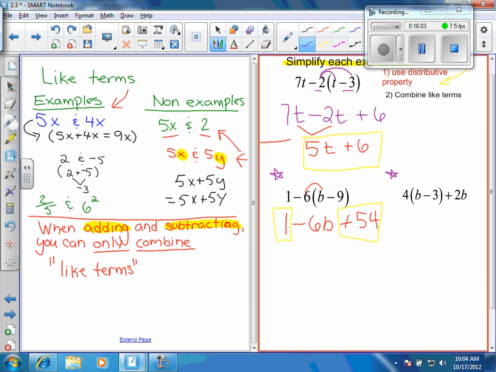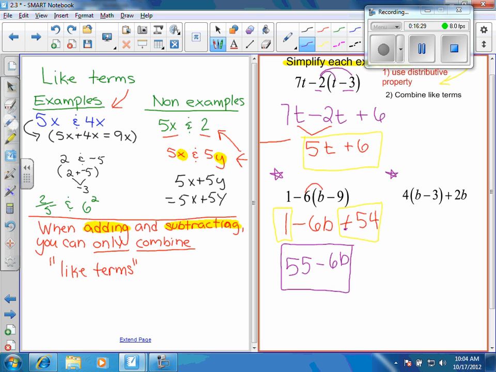I thought you'd add them. You do, because the operation in front of 54 is an add. So you do 55 minus 6b. And that's your final answer. Raise your hand if you got that. No. Okay, raise your hand if you understand it.